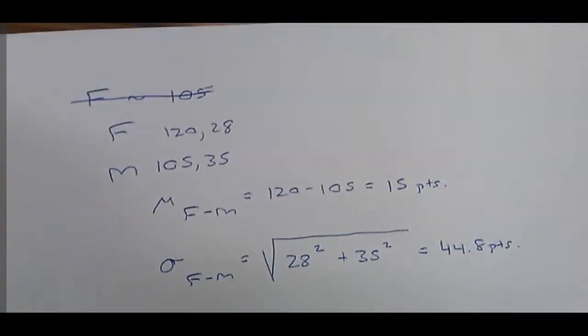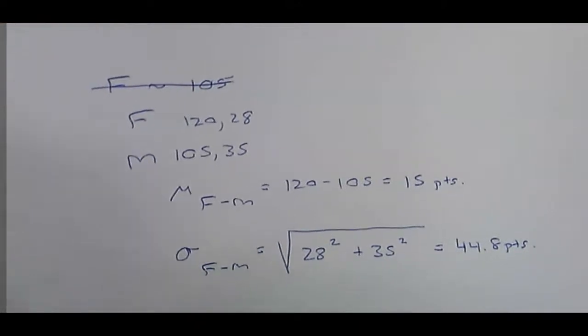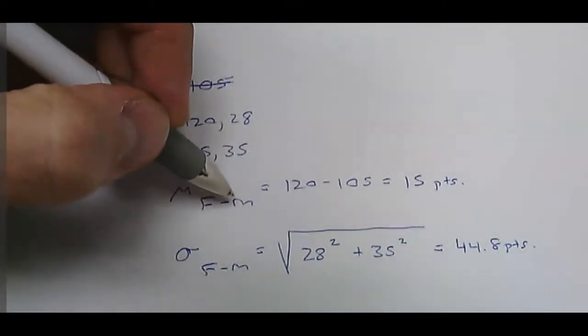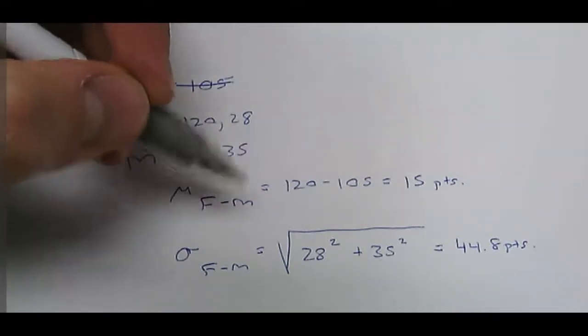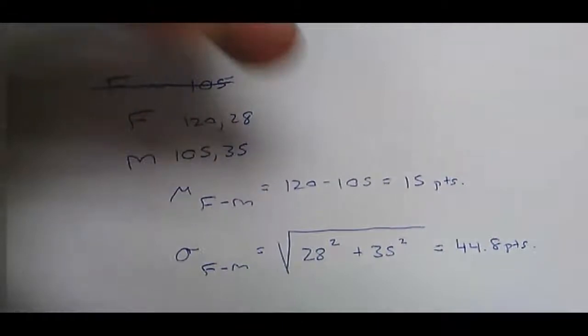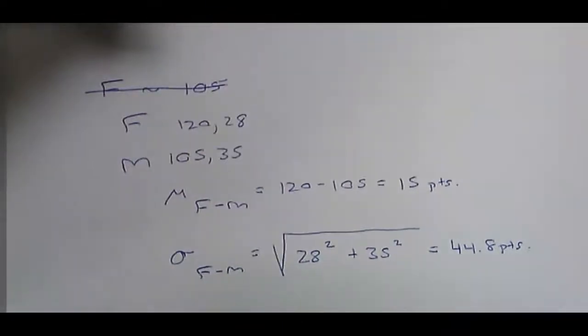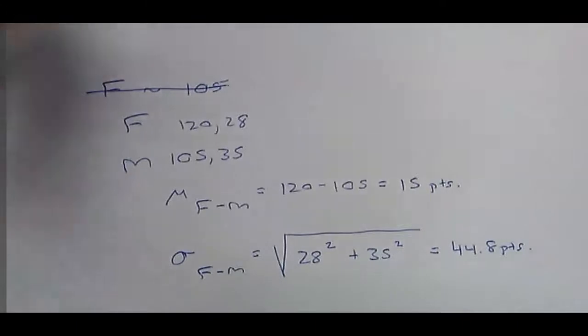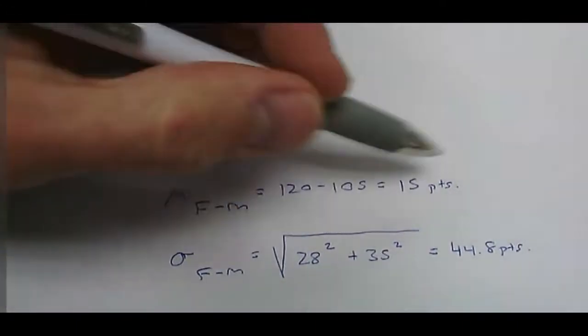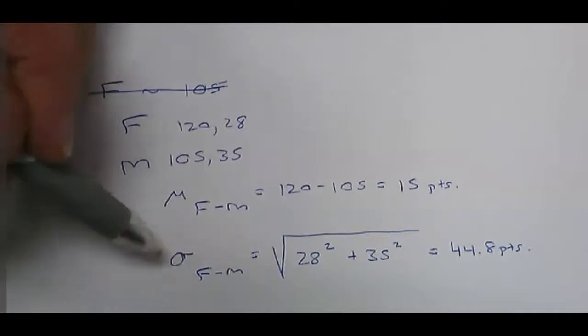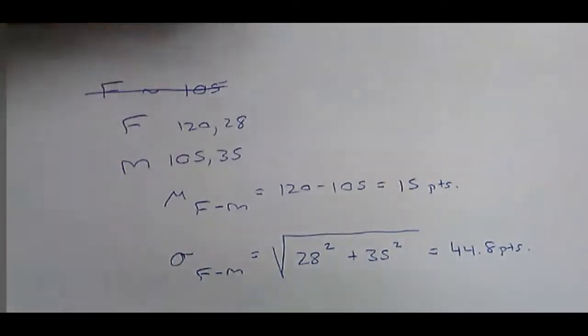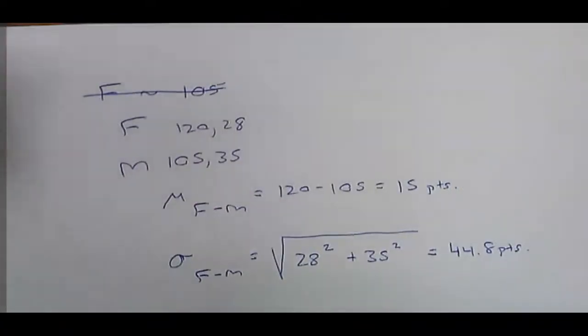So as far as interpretations go, I'm not going to write them out. I'm just going to verbalize them. For the mean difference, if you were to repeatedly select a male and a female student, the difference in their scores would be about 15 points on average. The standard deviation would be the difference in scores will typically vary by about 44.8 points from the mean. Part B, it just says, can we calculate a probability? We can't. We don't know if these distributions are approximately normal or not, so that's not something that we're going to be able to do.